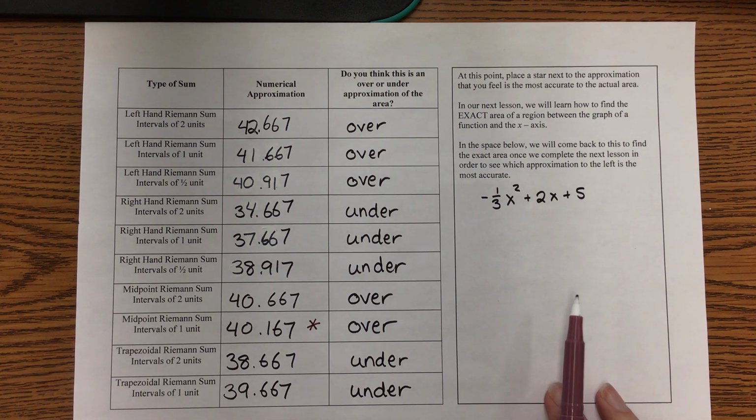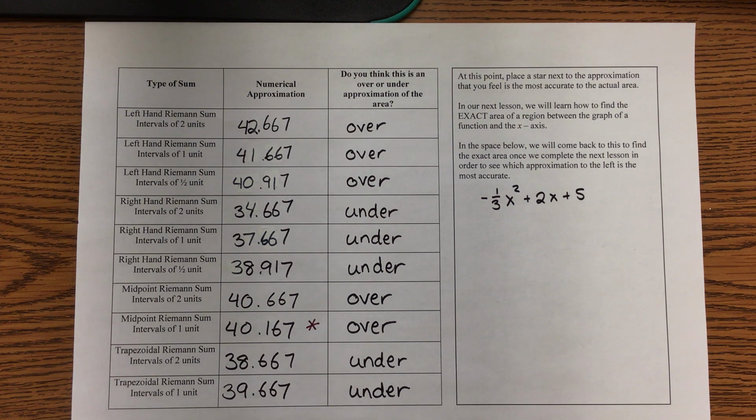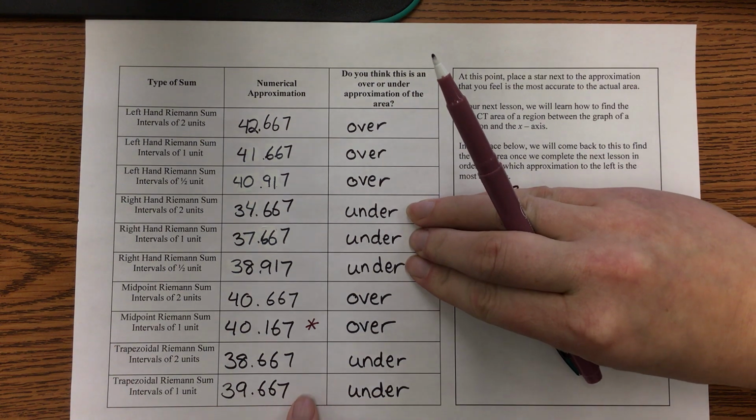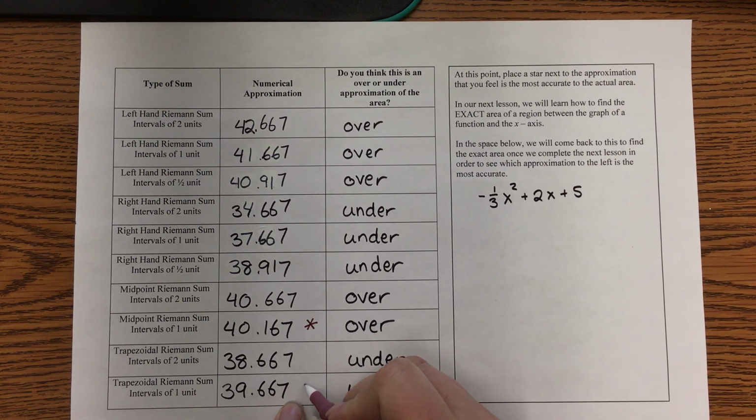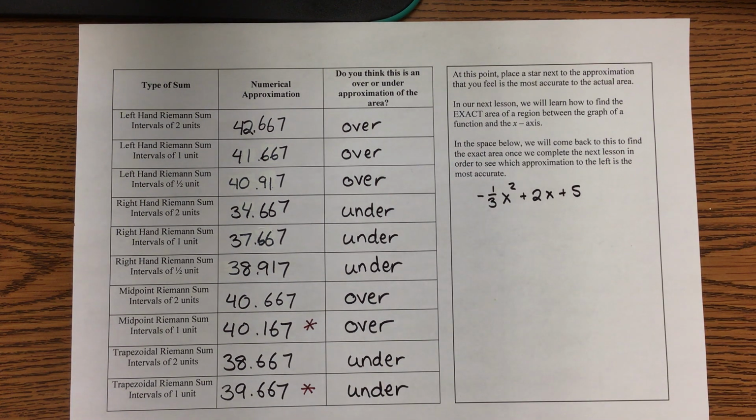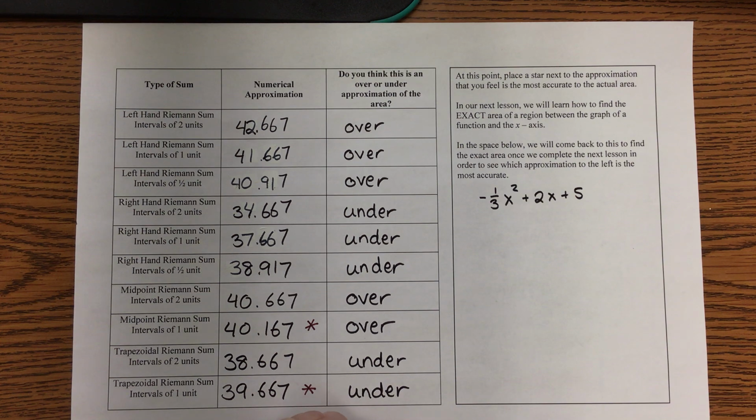And then let's find the highest value of all of the under approximations. So between these 3 and these bottom 2, the highest value was 39.667. You might notice the more rectangles or the more trapezoids that we had, the closer we ended up getting to, it looks like, 40. So probably we are going to have 40 as the correct answer for the area under the curve.